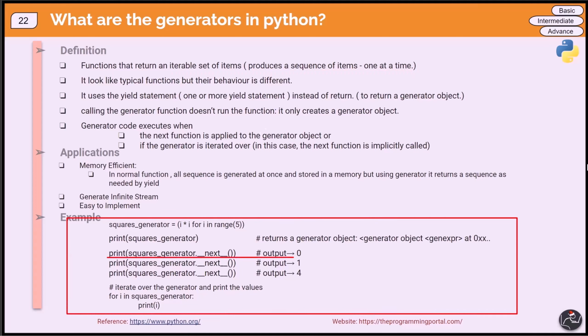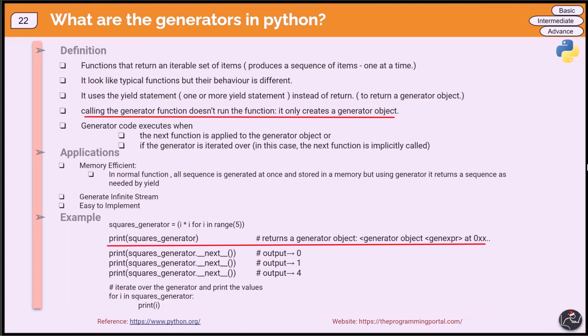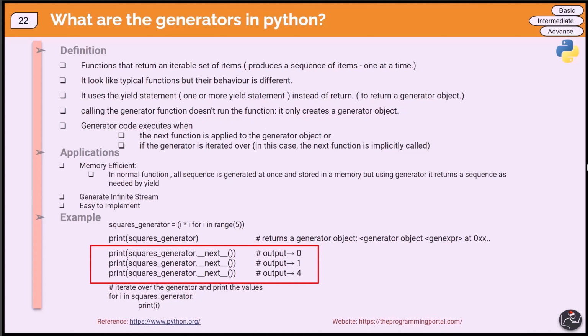We can have more than one yield statement as well. If you call the generator function, it will return the generator object. Then you can use the next function on that object to get the next item of the sequence as needed.